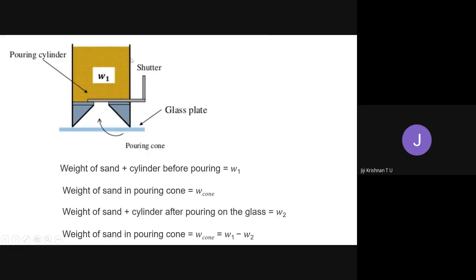So this is the pouring cylinder, in which we have explained about the shutter. This is the shutter which we will open, and there's a glass plate, and the sand will enter this cone. Weight of sand plus cylinder before pouring will be W1. Weight of sand in pouring cone will be W con. Weight of sand plus cylinder after pouring on the glass equals W2. So we can calculate W con as W1 minus W2.